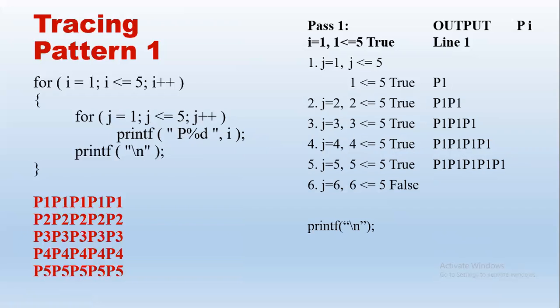Next, when J becomes 6, we observe that the condition 6 less than or equal to 5 is false and it does not execute the printf statement and exits from the inner loop, that is only from J. So J completes, then we have a \n. So that means we have now printed only line 1, which is the first part of the pattern. Pattern 1, first line is P1 5 times.